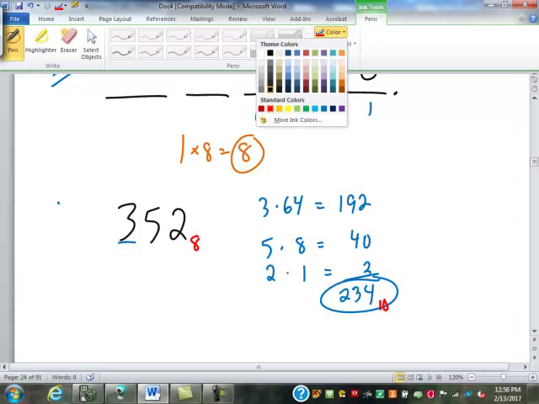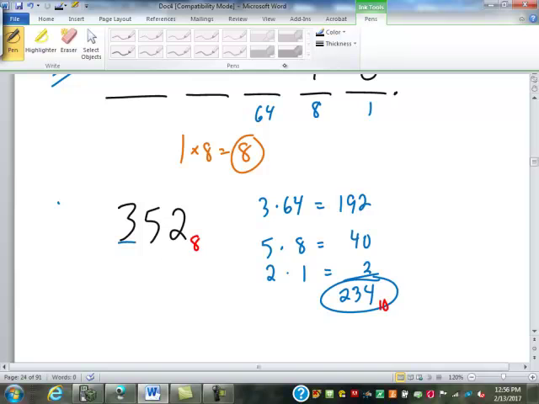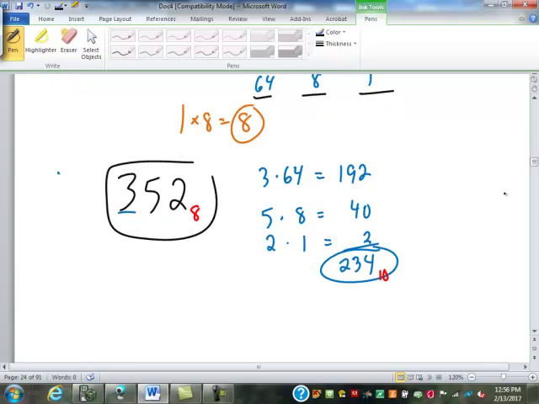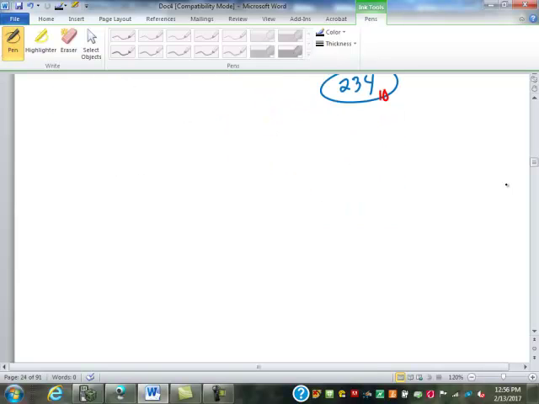It's more difficult to convert the other way. Once you have the base 8, all you're doing is multiplying the place values to convert it into base 10. But if I have a base 10 number that I need to convert into base 8, yes, it's division and remainder.